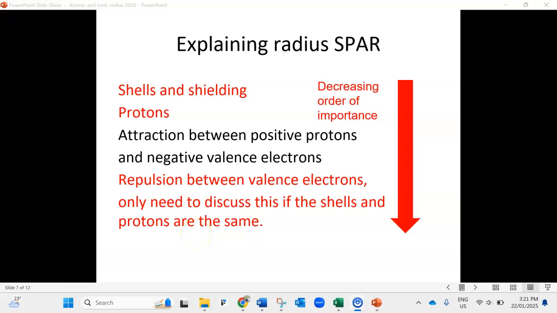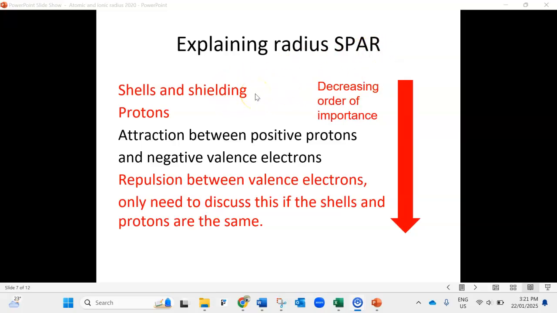Hello, I want to go through how to explain the difference in radius between various atoms and ions. And I would use the acronym SPAR. S stands for shells and shielding, P stands for protons, A stands for attraction, and R stands for repulsion.